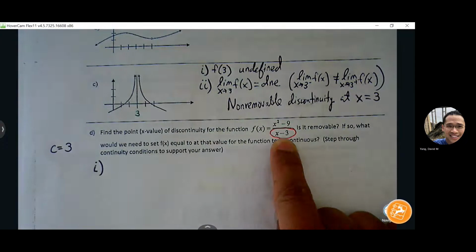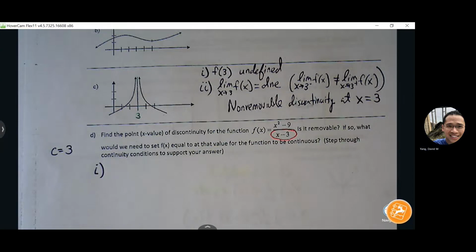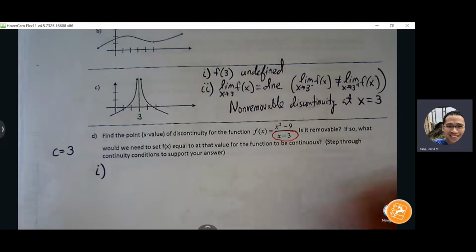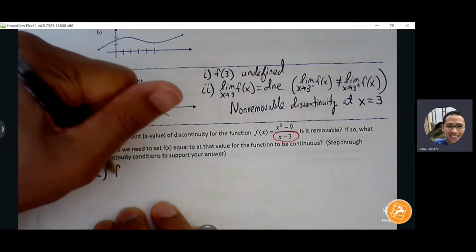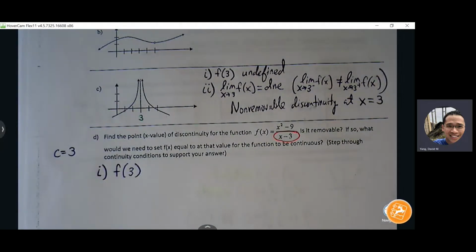So let's go through our conditions and step through. Remember, the first condition is just information gathering. We kind of already know the function is not continuous because there's an issue at 3, but we're going to have to justify which category. So first things first, f of 3. What happens when you plug 3 into the expression? 0 over 0. That is an undefined point.